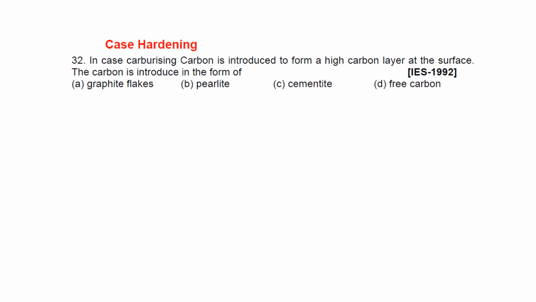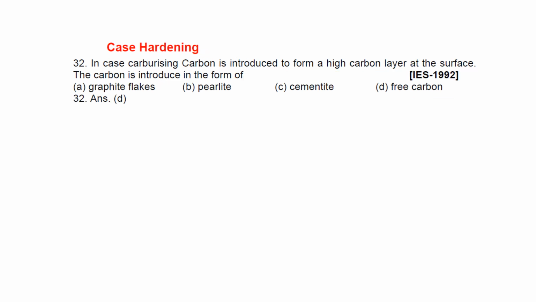Next question on case hardening. In carburizing, carbon is introduced to form a high carbon layer at the surface. The carbon is introduced in the form of graphite flake, pearlite, cementite, or free carbon. Actually you will get free carbon, so carbon is introduced in the form of free carbon.